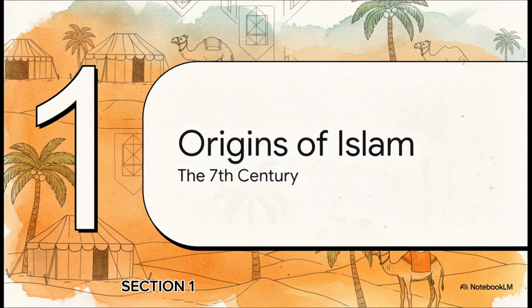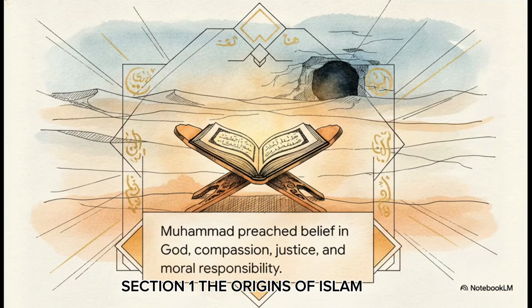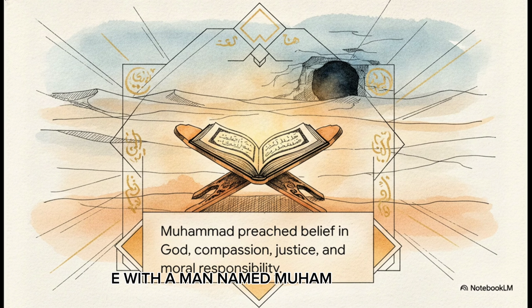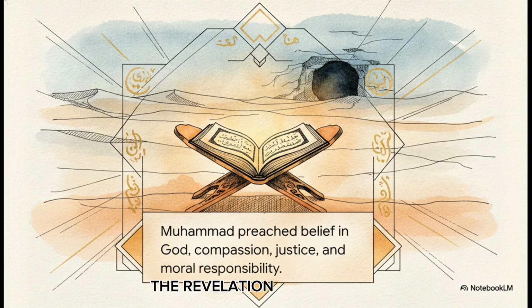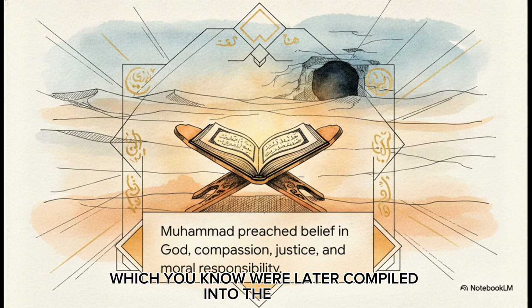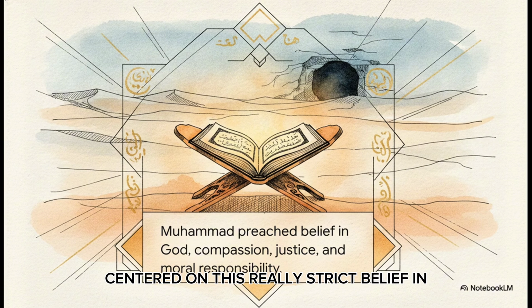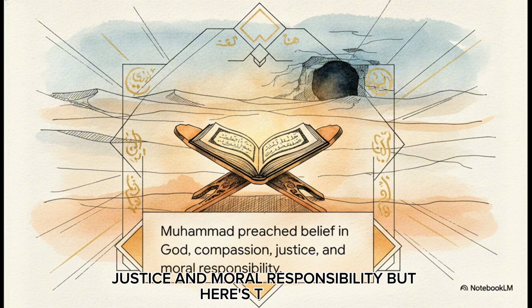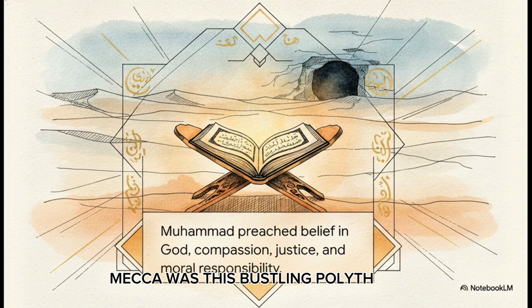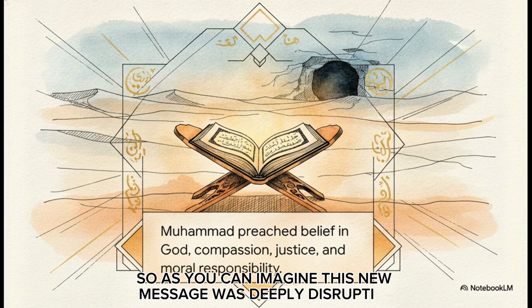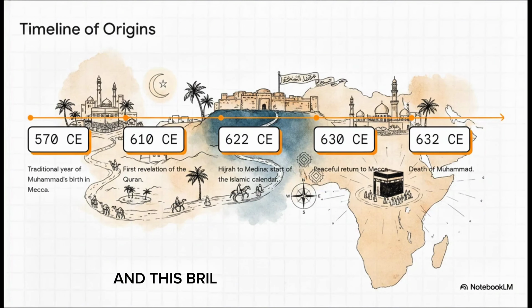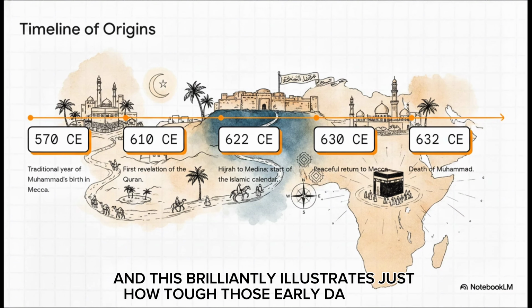Section 1. The origins of Islam. Right, so our story begins around the year 610 CE with a man named Muhammad in the city of Mecca. The revelations he received, which were later compiled into the Quran, centered on a really strict belief in one God, along with compassion, justice, and moral responsibility. But here's the thing. Mecca was a bustling, polytheistic trade hub at the time. So, as you can imagine, this new message was deeply disruptive, and it immediately faced some pretty intense pushback from local leaders.